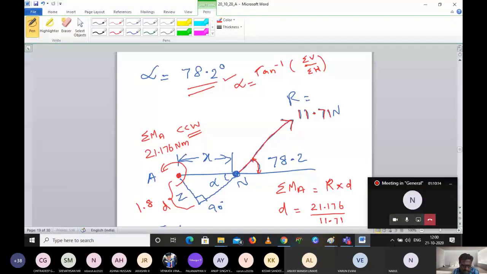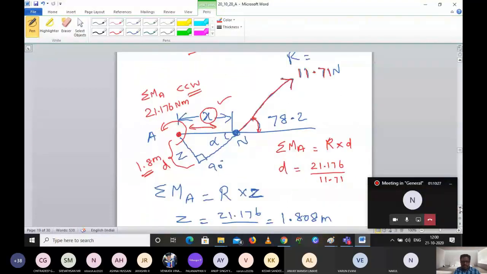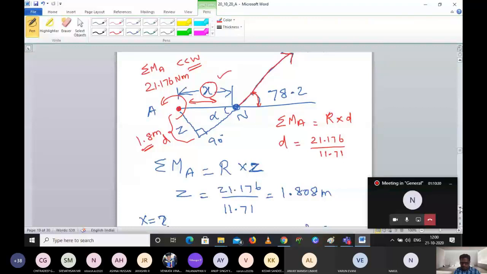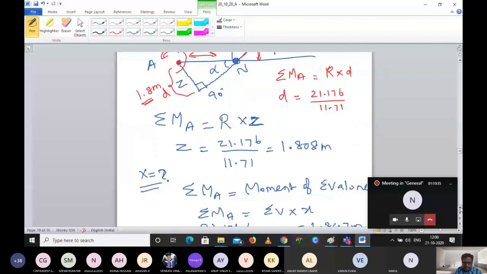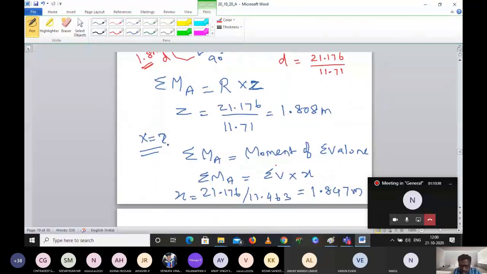But sometimes they will ask to calculate X, the distance along the horizontal direction. At that time, you can use the triangle formula. Otherwise, I have given one more presentation: if you are multiplying all the vertical forces with the distance along horizontal, this is the distance along the x-axis, please take it down.